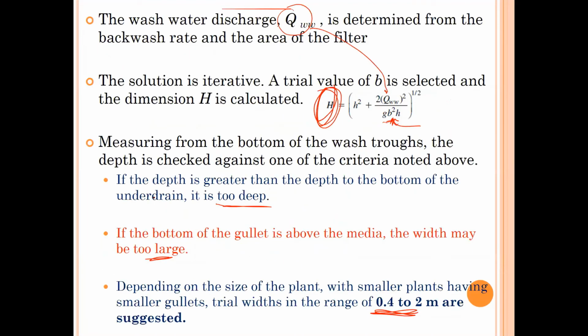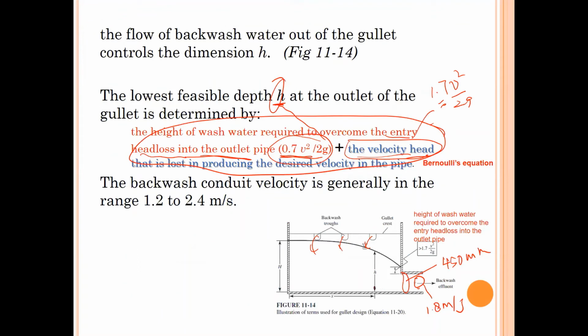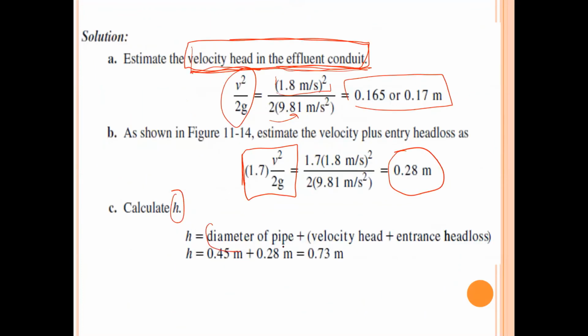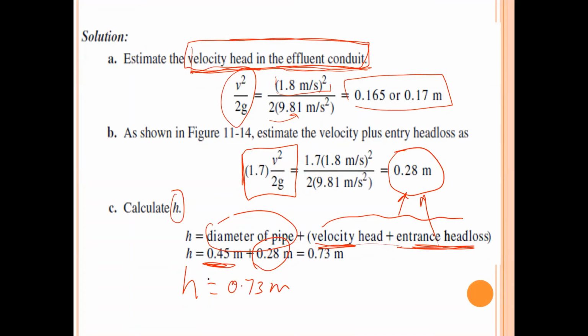The dimension of a small h is from here to here, which includes the height or diameter of the pipe and then more. So we have the diameter of the pipe, which is 0.45, and the velocity head plus entrance head loss, which together is this much. So we put here this much. The small h is 0.73 meter. We have calculated this one. Okay.